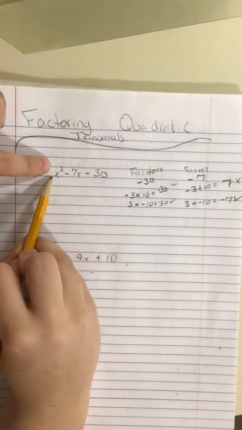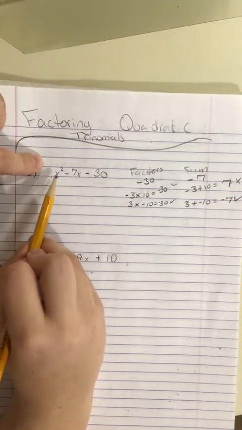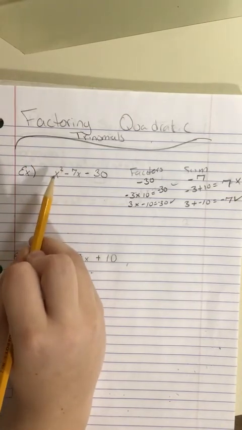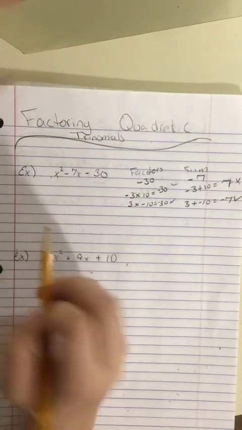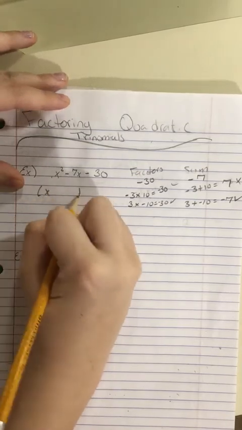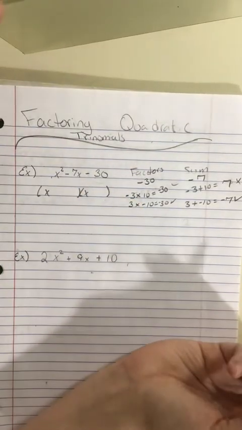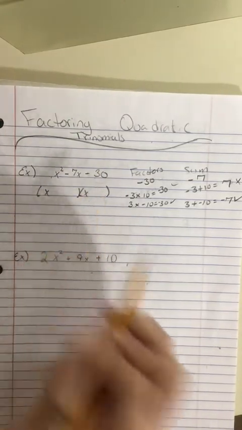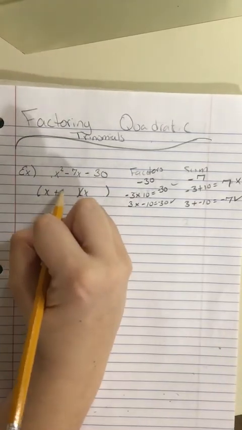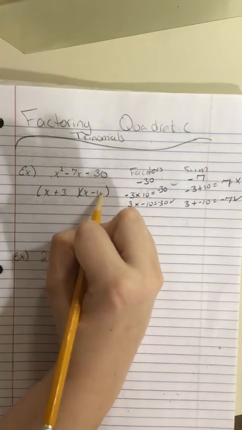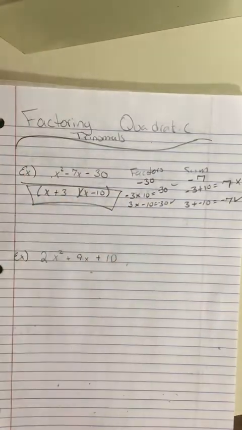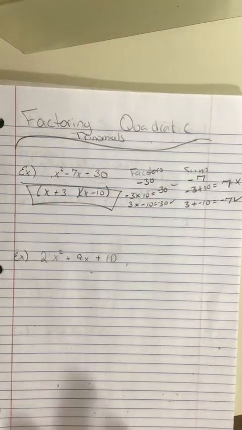And since my leading coefficient over here is 1, all I have to do is factor x squared, and the factors of x squared are x and x. Now, all I have to do is put my factors in here. I have a factor of 3 and a factor of negative 10. And that's it. I'm done.